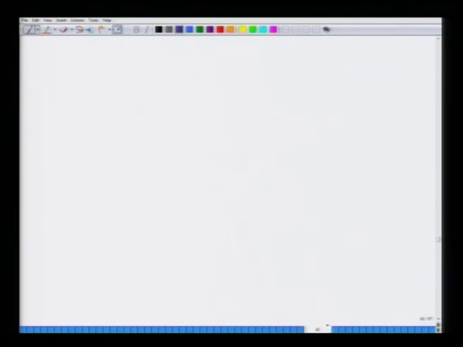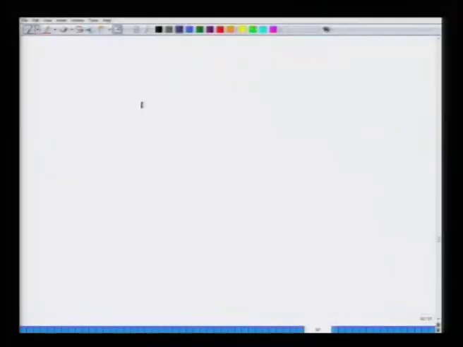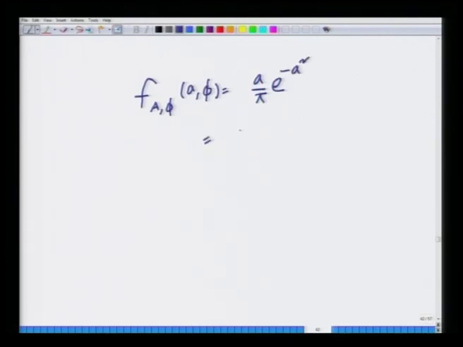And now, let me come to another major point about this joint distribution, which is f of a comma phi, which can be written as a over pi e power minus a square. I can also write this as 1 over 2 pi times 2a e power minus a square.